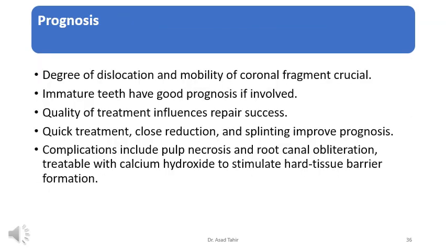Prognosis. Degree of dislocation and mobility of coronal fragment crucial. Immature teeth have good prognosis if involved. Quality of treatment influences repair success. Quick treatment, close reduction, and splinting improve prognosis. Complications include pulp necrosis and root canal obliteration, treatable with calcium hydroxide to stimulate hard tissue barrier formation.